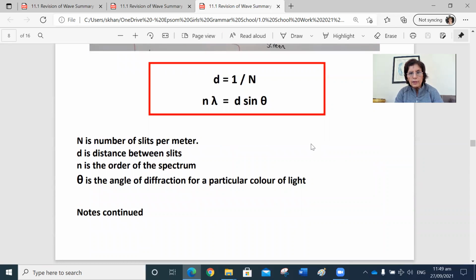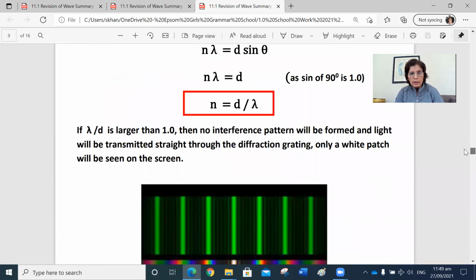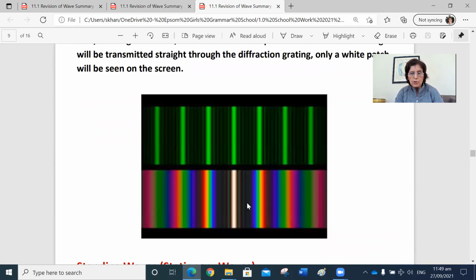And again, if we have to find how many spectra can be seen, the maximum angle of diffraction is 90 degrees. So you make sine theta equal to sine of 90, that's 1, and calculate the value of n from there. This one is just showing the same pattern sideways, so white band in the middle and the spectrum on either side. If it was single color light, green will have the same position as the green in the white light. So this is with monochromatic light, this is with white light.